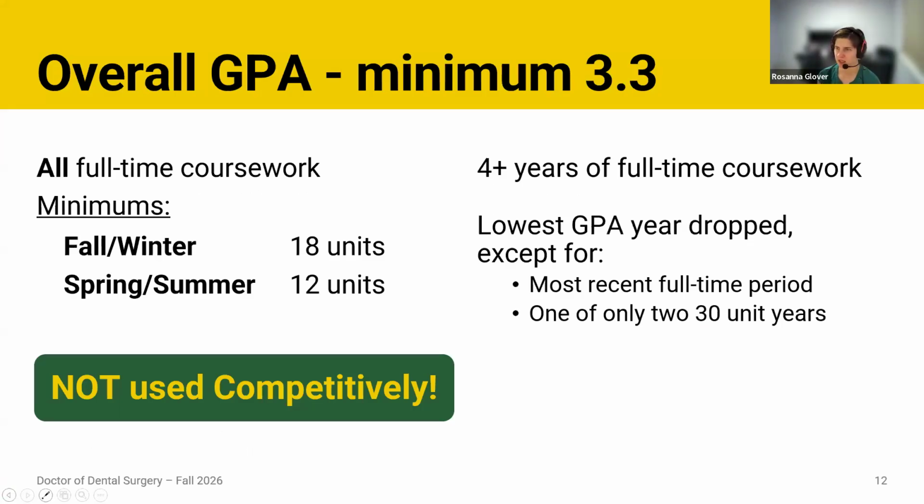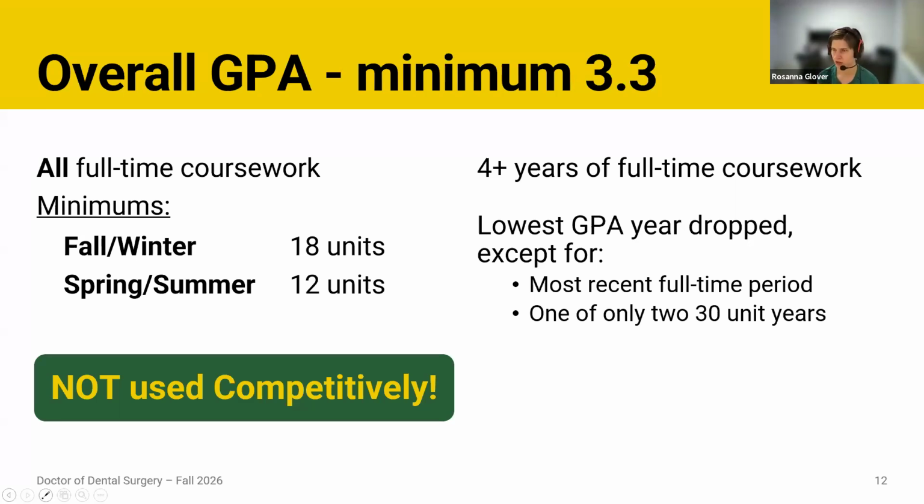Last thing about academics is that there is a minimum overall GPA of 3.3. That's been lowered since 2 years ago, which was a 3.5. It's not used competitively anymore. I like to make sure that I share that because a lot of people are unaware of it. So all you have to have is a 3.3, and then we're considering other things for interview selection and whatnot.